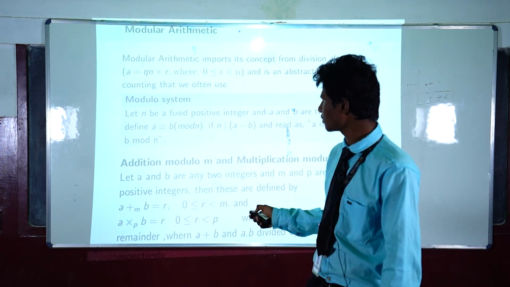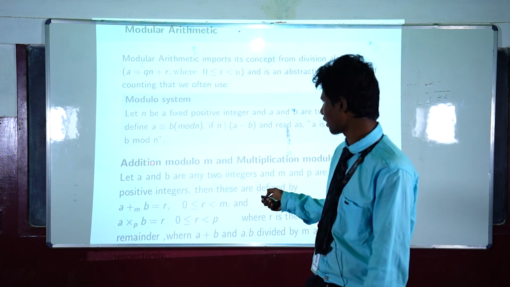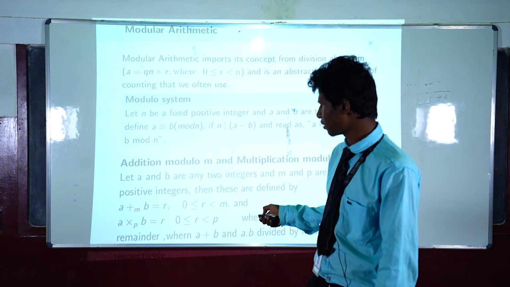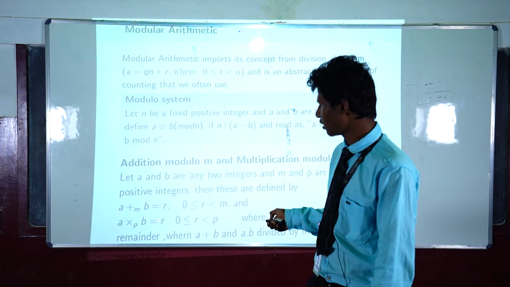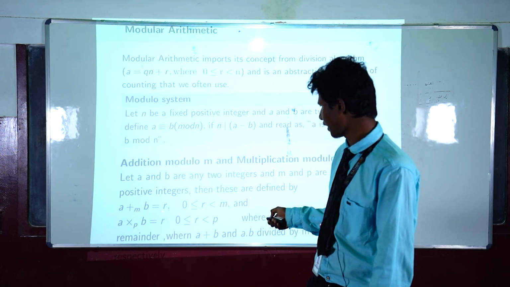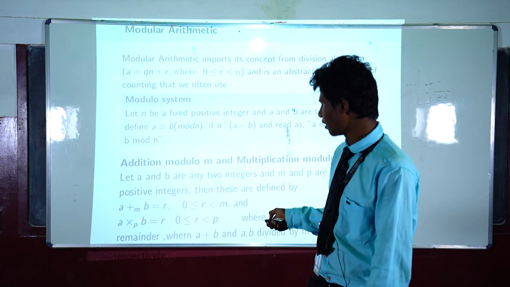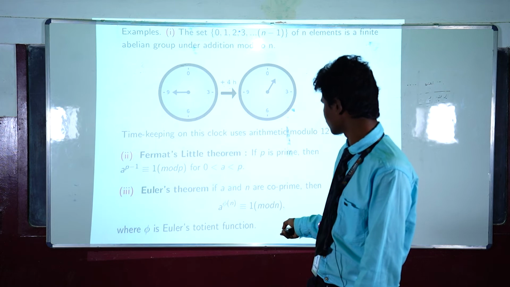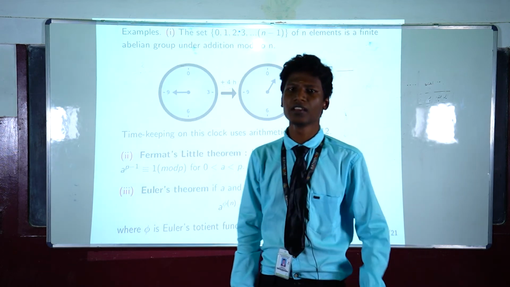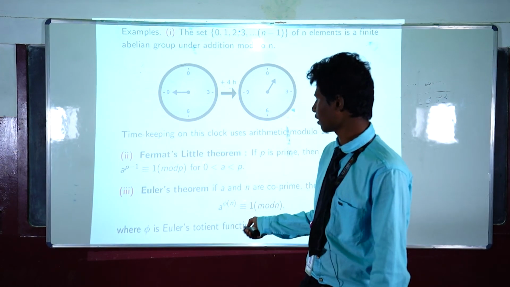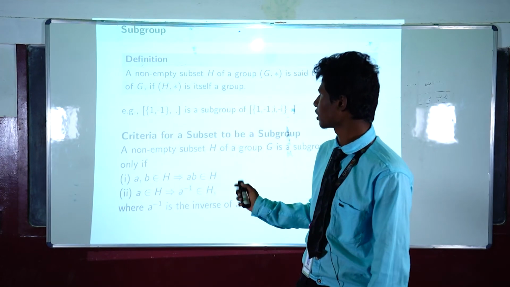Now the modular arithmetic, which is nothing but the modular system, a congruent b mod n. Addition modulo: a plus b equal to r, and multiplication a times b equal to r, where r is a remainder, and a plus b is divided by m, a times b is divided by p. That's the thing given here, and here is the example for modular arithmetic, the Fermat's little theorem and Euler's theorem. So let me move on to the next topic, which is called subgroup.